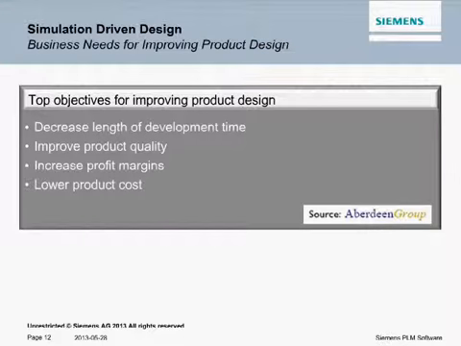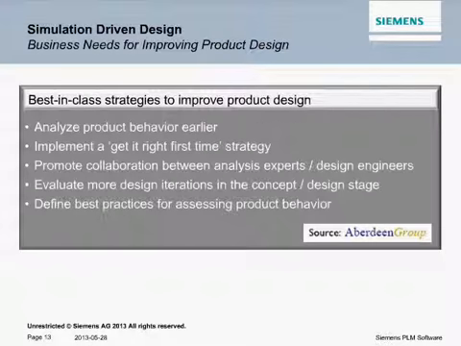And best-in-class strategies to improve product design. Analyzing product behavior earlier comes in at the top there. Implementing a get-it-right-first-time strategy, and this is really getting back to the very first point I made about the use of simulation for virtual prototyping. While you might not be able to get rid of physical prototyping completely, it might be possible to get the design to such a stage where you're confident enough that when you build the first prototype, it'll pass first time.